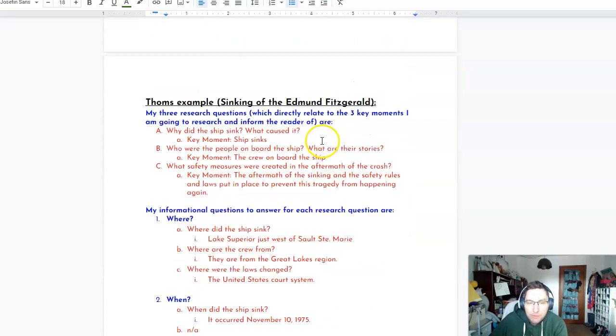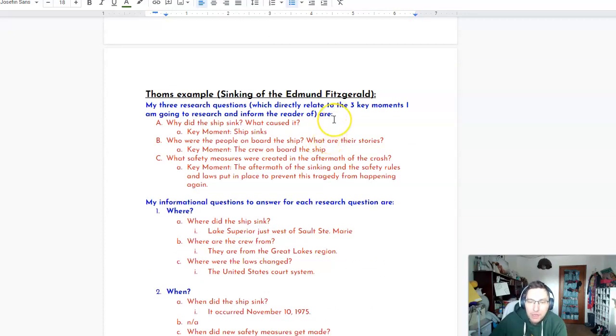So I chose for my example a pretty famous event in the Upper Peninsula, and that is the sinking of the Edmund Fitzgerald, which I think most of you likely know the story by now, but if you don't remember, it's basically just a cargo ship that was in Lake Superior many decades ago and crashed, and many people aboard did perish. So, I came up with 3 research questions. Each of these questions is related to 3 key moments that I chose on my previous document, right? So, you'll need to go back and look at your 3 key moments and think, all right, what is the most important question that I answer? So, my 3 research questions.